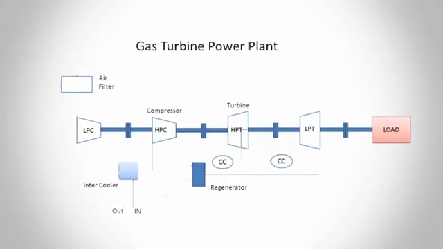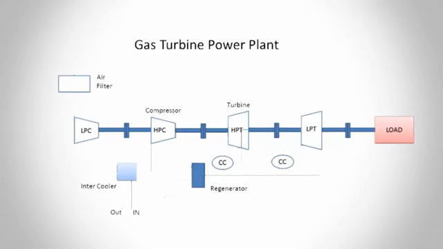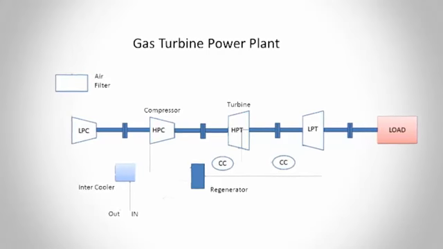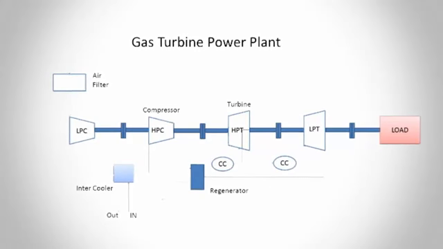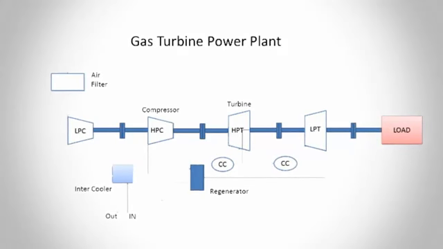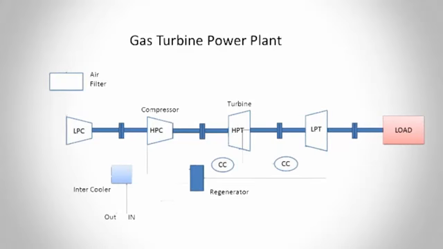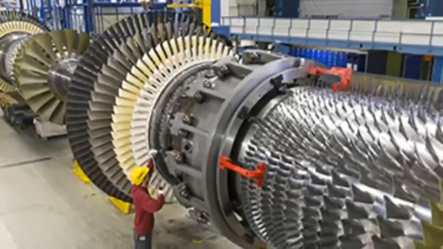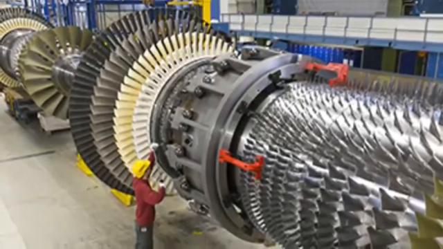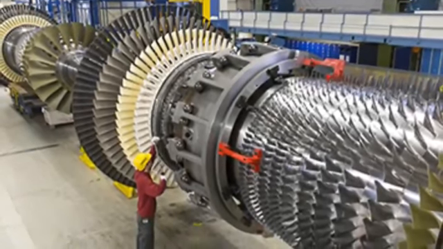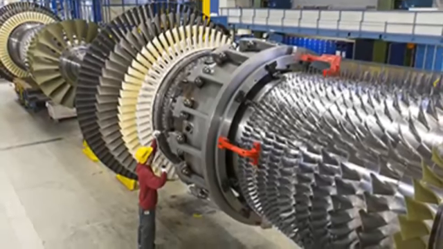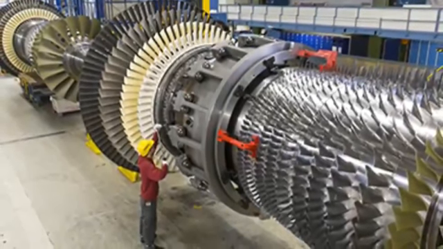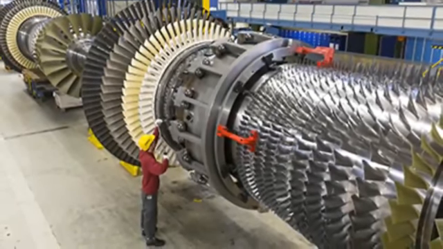The hot and high-pressure air from the combustion chamber is then passed to the gas turbine where it expands and does the mechanical work. The gas turbine drives the alternator which converts mechanical energy into electrical energy. It may be mentioned here that the compressor, gas turbine and the alternator are mounted on the same shaft so that a part of the mechanical power of the turbine can be utilized for driving the compressor.